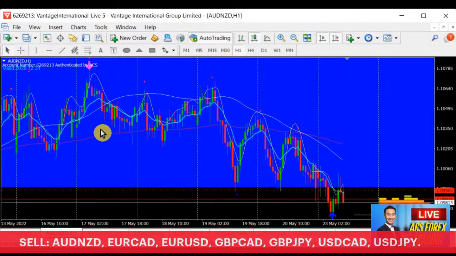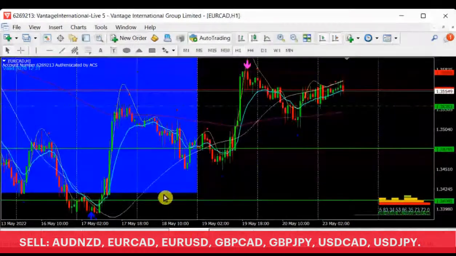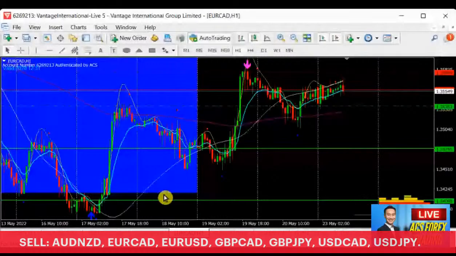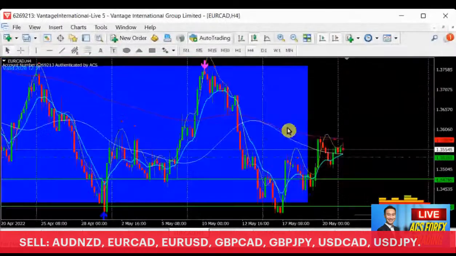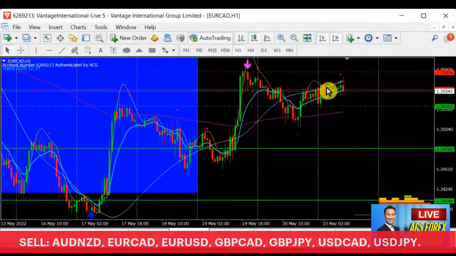So Aussie Kiwi has already ran through once, and let us take a look at Euro CAD. Euro CAD just now, earlier on in the last hour, it actually went up, and now it's coming back to selling over here. Can you see the previous hour it started to go up? Right now it started to form another selling signal.